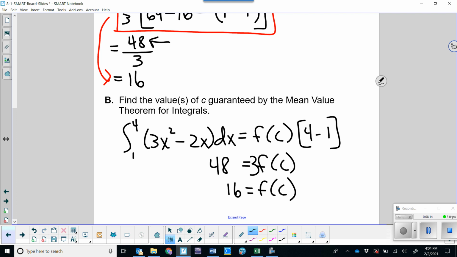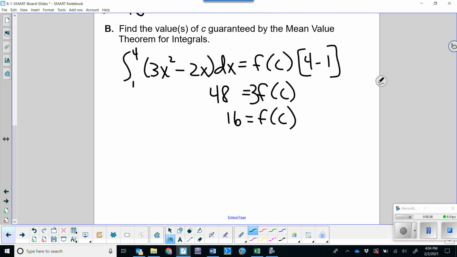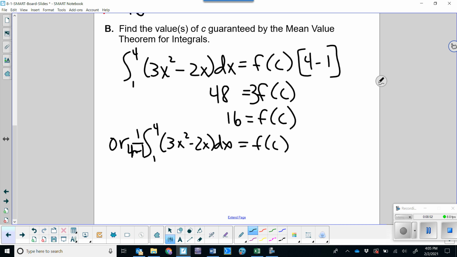Now, I could have also figured that out, like I could have, instead of writing it this way, I could have just written 16 equals f of c, because remember, that's what it tells us. But if you want to practice with the formula, or we could have written this, and I'm not done yet because I haven't found c. I could have just written from this step, or actually from the beginning, I could have just written integral 1 to 4 3x squared minus 2x dx, and just went ahead and written the 1 over 4 minus 1 is going to equal f of c. So then I would just know it was 16 equals f of c. Okay, so that's another way to do it.